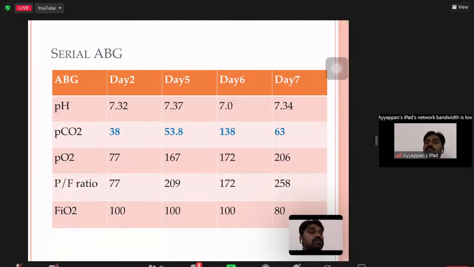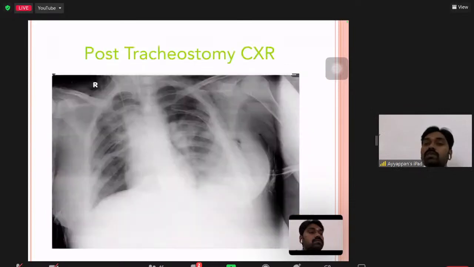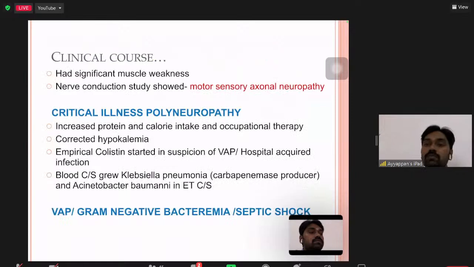this is the serial ABG, which shows a gradual improvement, with the PF ratio improving to 258 on day 7 of illness. During the course, because of the antibiotics, sedation, paralysis, as well as steroids for the hemodynamic instability, she had significant neuromuscular weakness and difficulty in weaning, and had to undergo tracheostomy. It was a critical illness polyneuropathy, which was treated supportively with a high protein diet and other supplemental measures. She also developed a VAP in the course of the therapy, which was treated with high-end antibiotics.